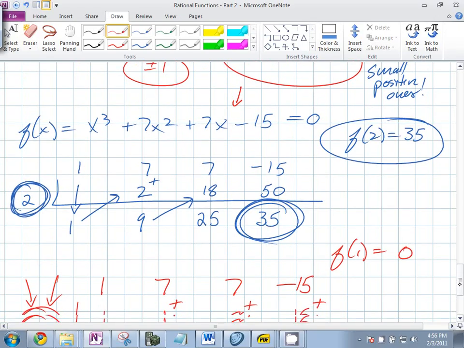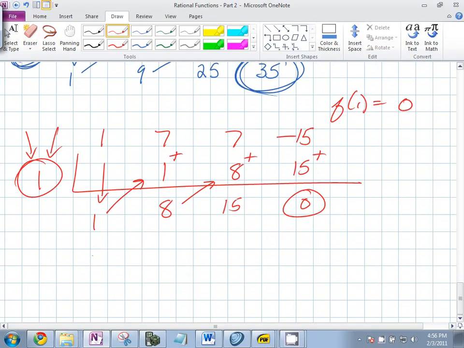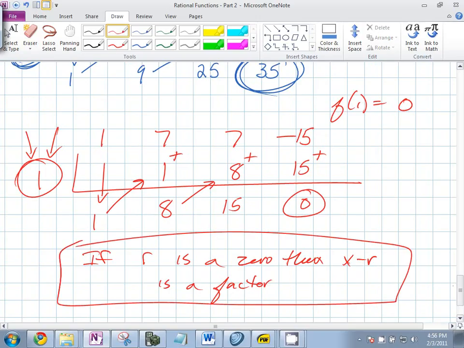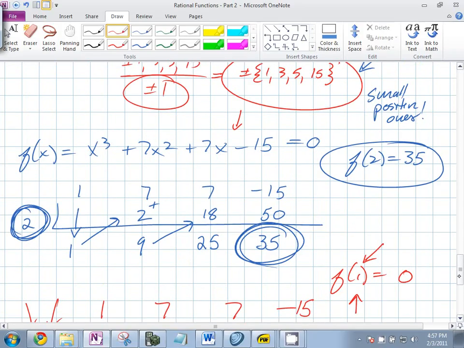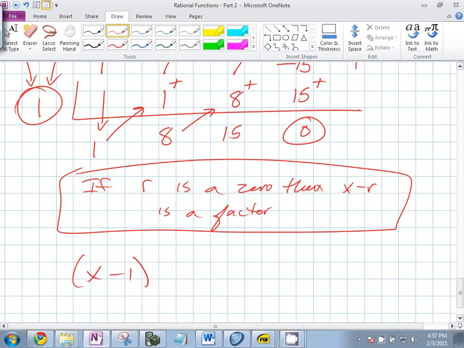Why is that really helpful? Well, if r is a 0, then x minus r is a factor of the polynomial. Now, it's okay if this doesn't totally make sense, but it means that if a number, when you plug it into a polynomial, equals 0, then x minus that number will be a factor. So if you plug in 1 and get out 0, it means that x minus 1 is a factor of that polynomial.